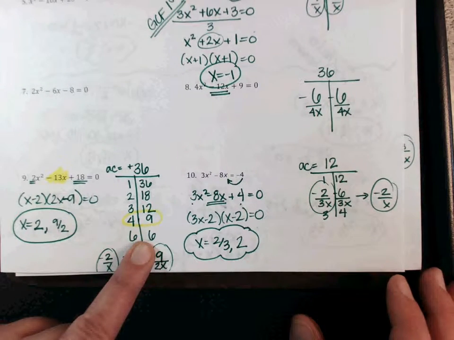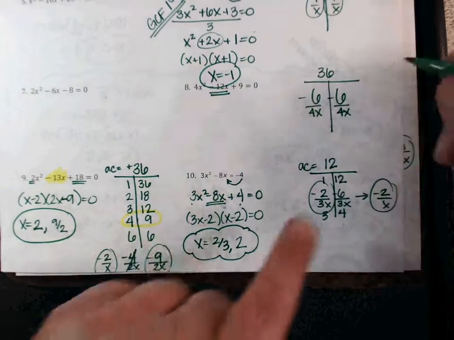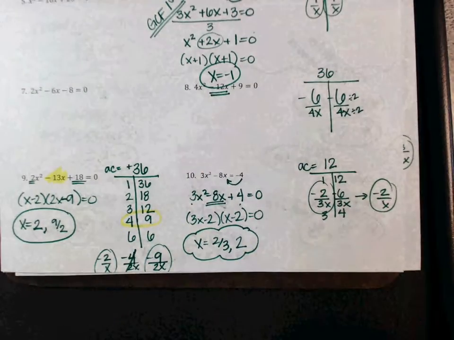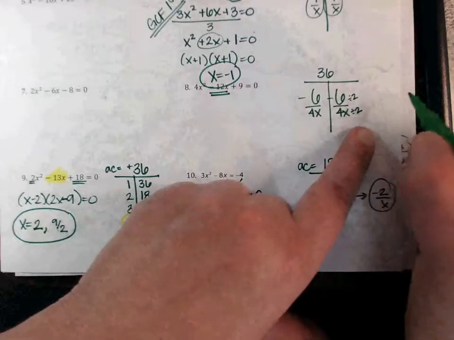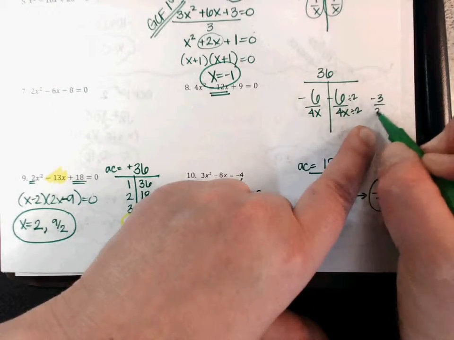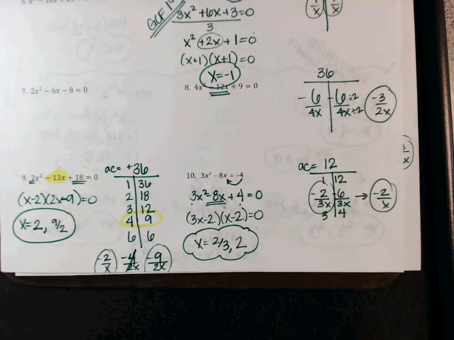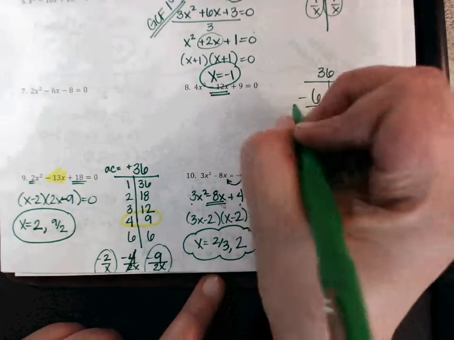6 over 4, what can those both divide by? 2. So 6 over 4 is going to reduce to what? 3 over 2x. Good. And now think about it. If they were both 6 over 4s, then they're both now 3 over 2s.